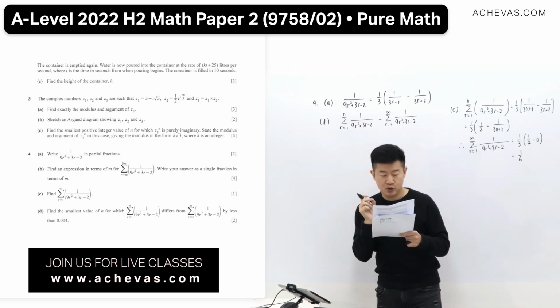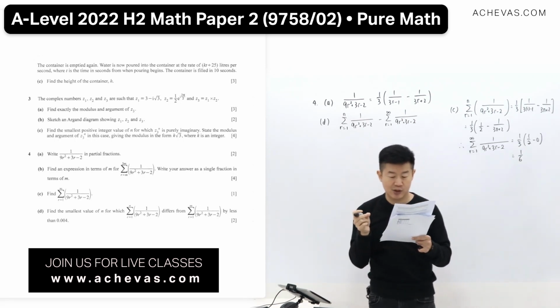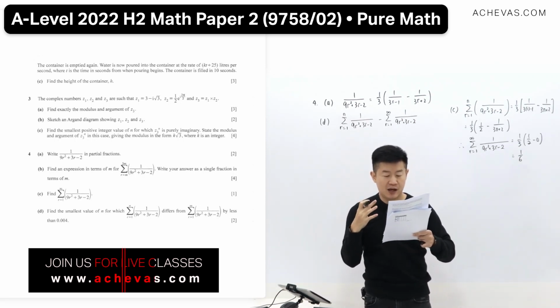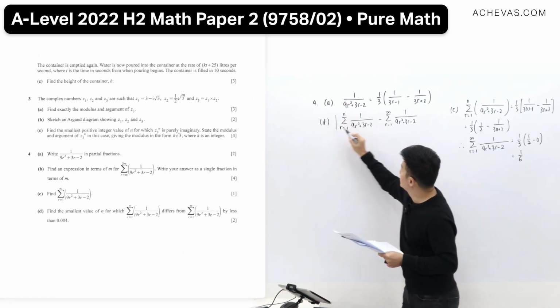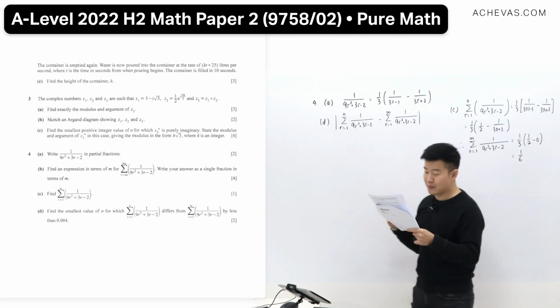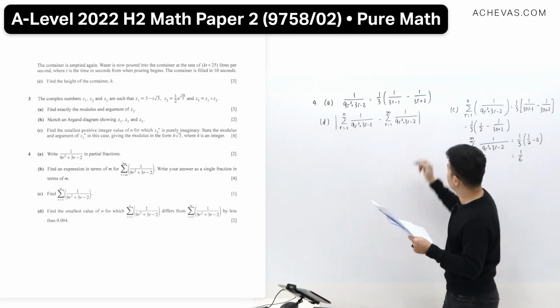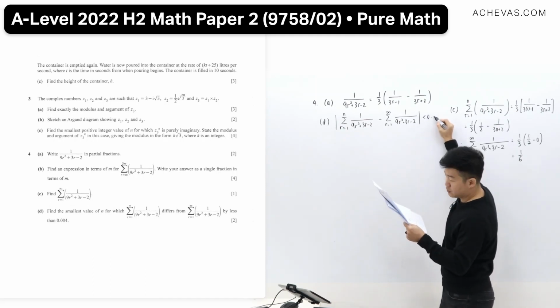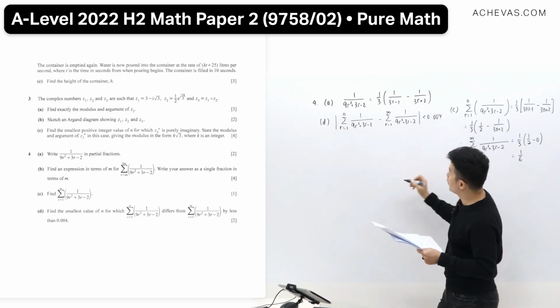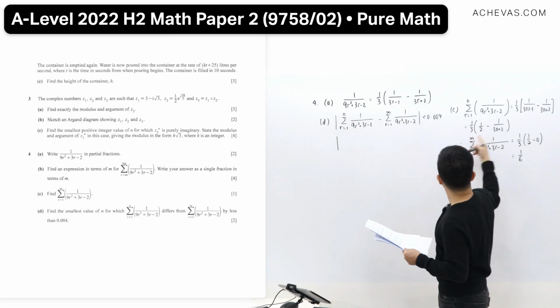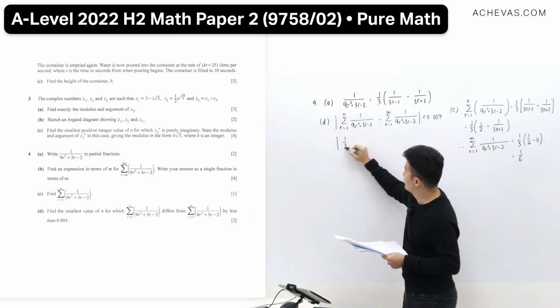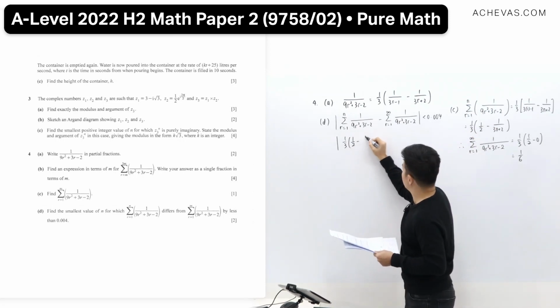Because the question chose to use the word differs, it means that we are not sure which one is going to be bigger. So we are going to put a modulus to this. We are looking at the absolute difference, and this difference is supposed to be less than 0.004.